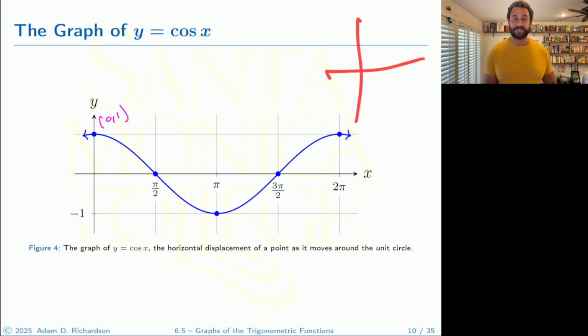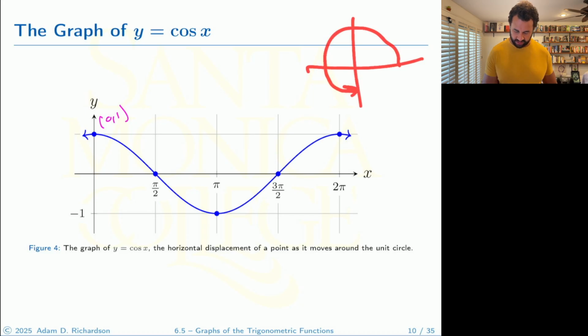Okay, imagining the unit circle. Okay, now we're here. We're going to keep going. The horizontal displacement is going to decrease to 0 again. That's why this graph curves up.